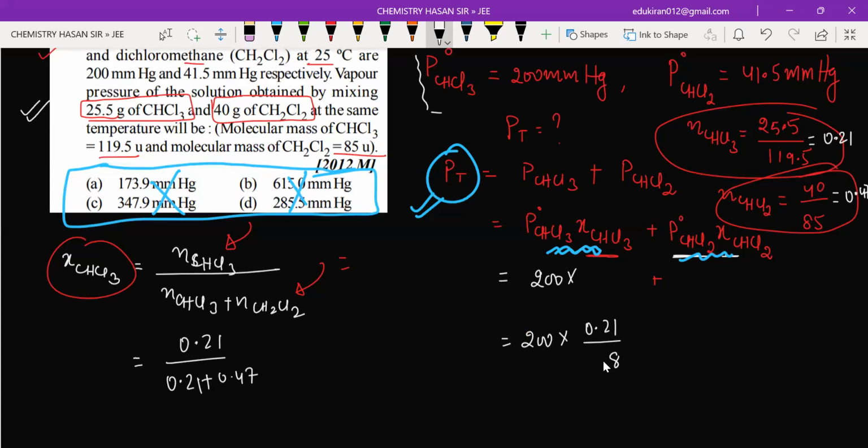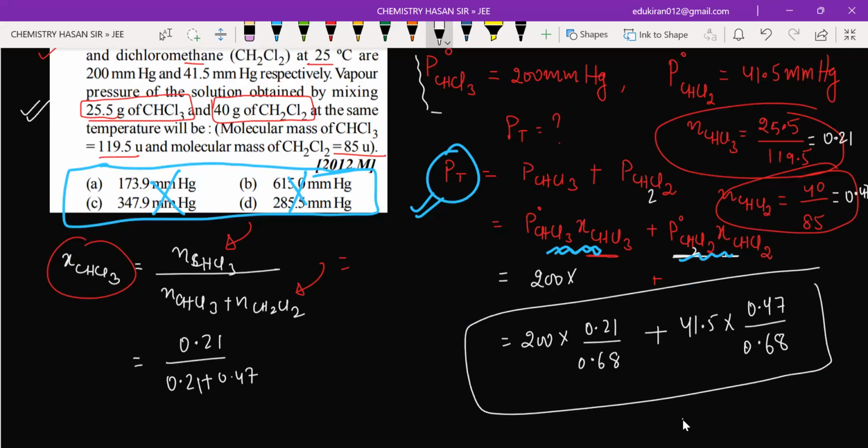7 plus 1, 8, 4 plus 2, 6, 0.68 plus P naught CH2Cl2 as a value that is 41.5 into mole fraction of this, that will be equal to 0.47 upon 0.68. And after solving it, you will be almost getting equal to 91 mmHg. Is that clear, everyone?